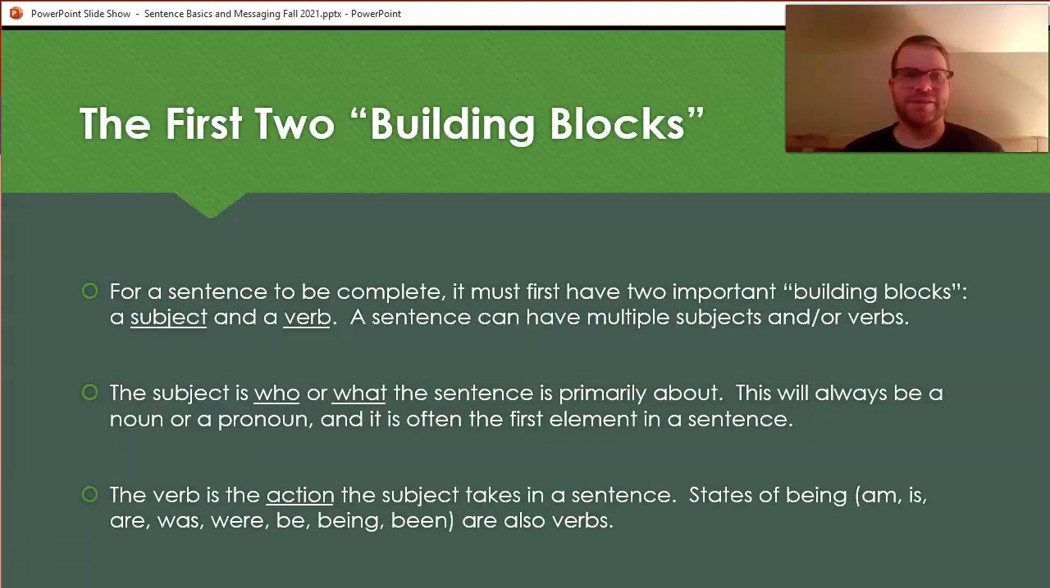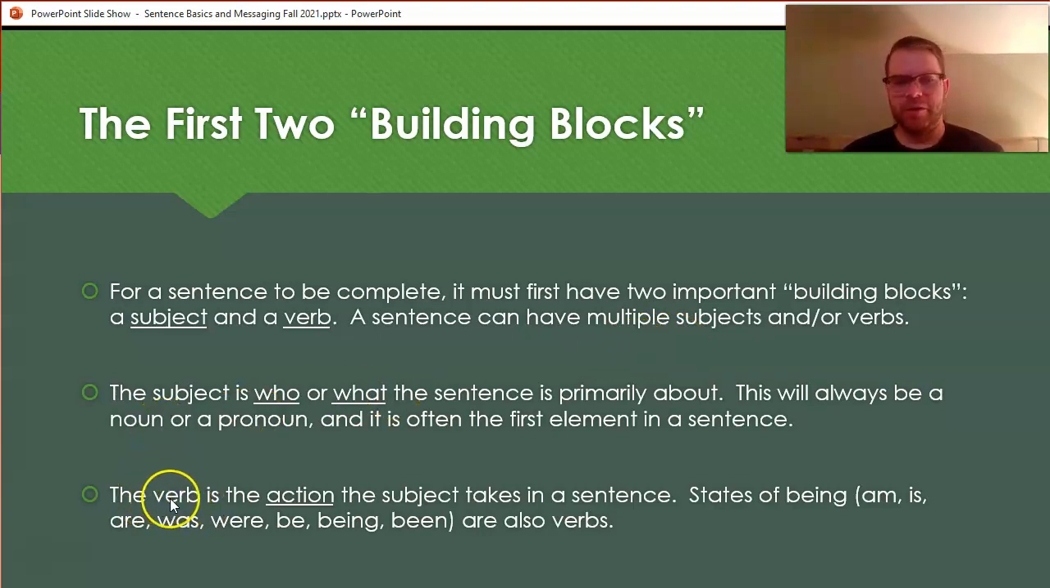First of all, what makes a sentence? There are two major building blocks that every sentence needs. In order for a sentence to be complete, it has to have both a subject and a verb. We know verbs well by now, but a sentence can have multiple verbs and or multiple subjects. It's possible for a sentence to have as few as one subject and one verb.